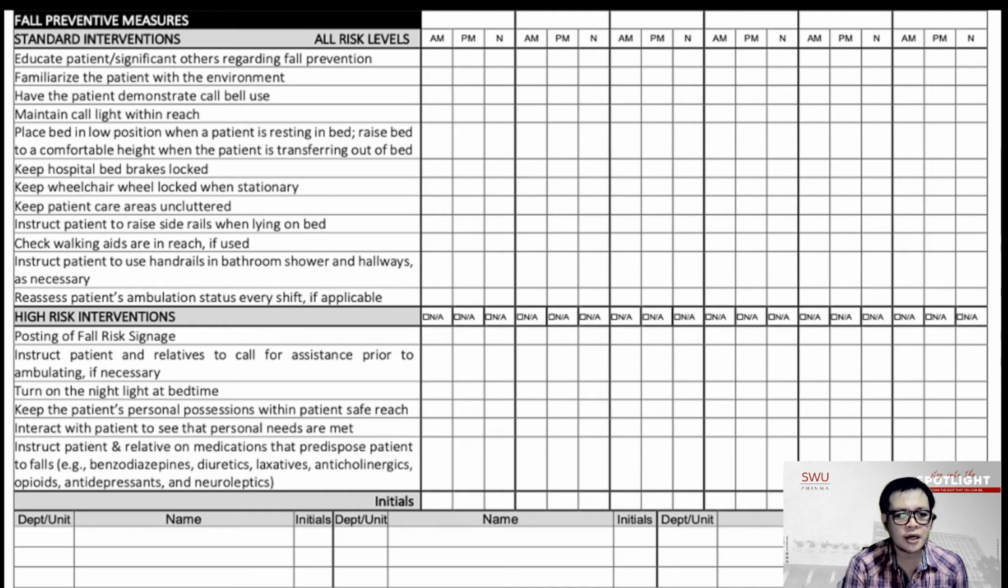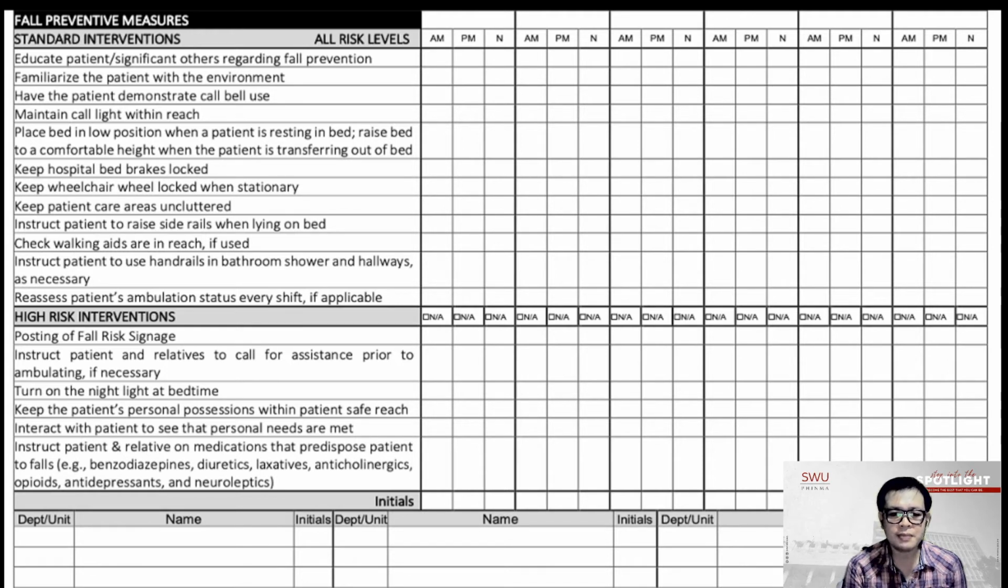Check walking aids are in reach if being used, such as your walker or cane. Next is instruct patient to use handrails, bathroom, showers, and hallway as necessary. As you can see inside the bathroom, we do have handrails provided to our patients to avoid falls. So if you're able to educate that to our patient in terms of standard intervention, you can place a check. And we assess patient's ambulation status every shift if applicable. So this is not just in the AM shift, but particularly in PM and night shift. As you can see, guys, this will not just be considered if the patient is at the ER.